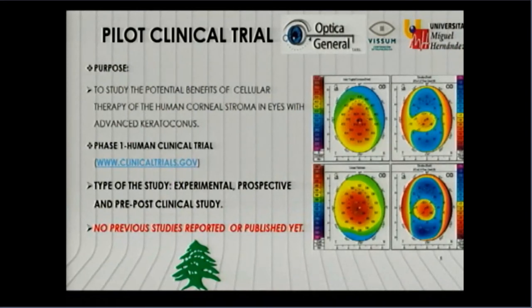So we tried to make a phase 1 human clinical trial, and this phase 1 human clinical trial was registered in clinicaltrials.gov and approved by the Lebanese University. The reason why we did it in Lebanon is because it was almost impossible to find the permissions in the European Union, in Spain especially, to make this study translational. That means to go from the rabbit to the human being. And in Lebanon, we cleared all the ethical issues. We cleared the financial issues because the company, Óptica General, sponsored everything.